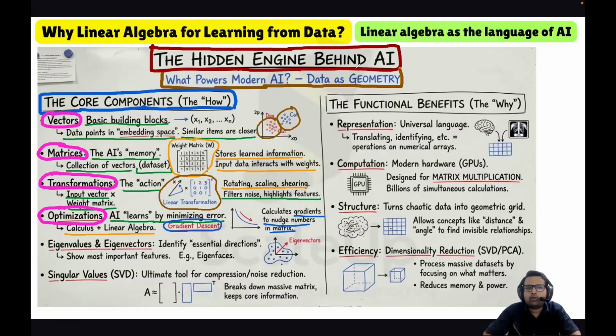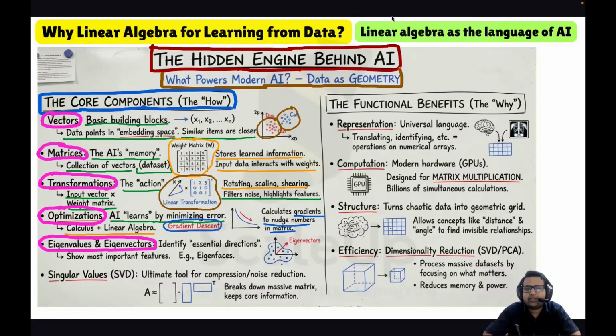So if we talk about the core components of linear algebra, eigenvalues and eigenvectors is also a core component of linear algebra which powers the modern AI.